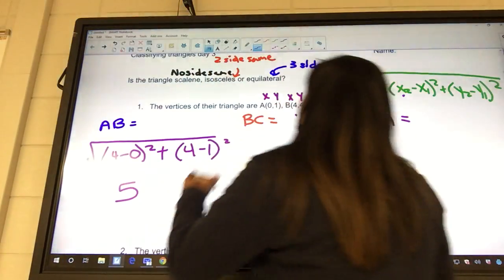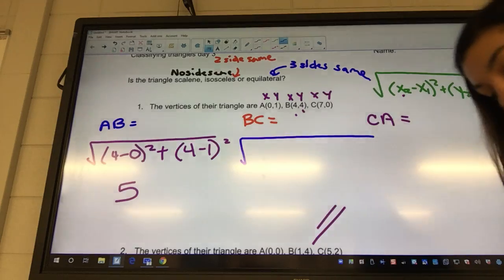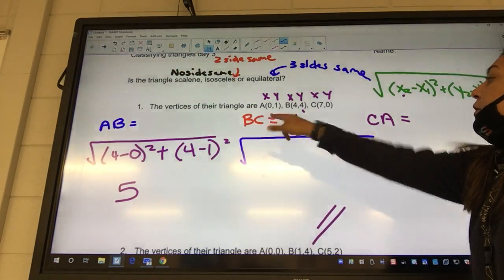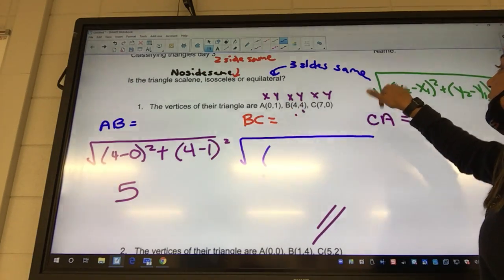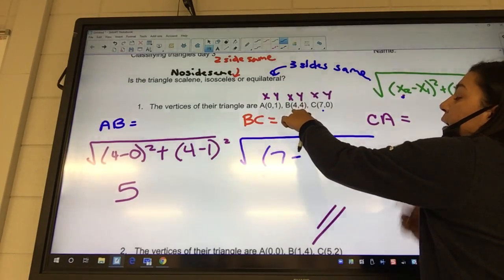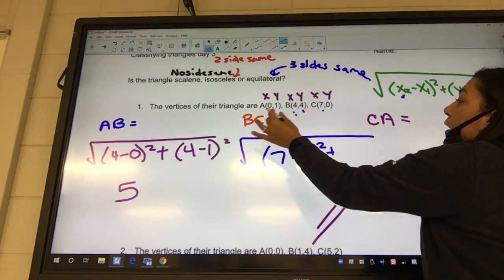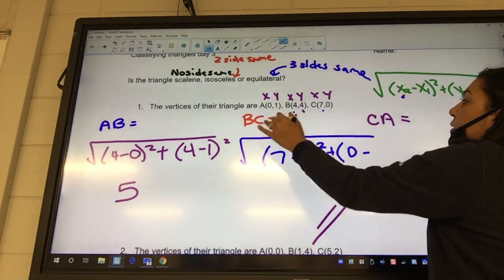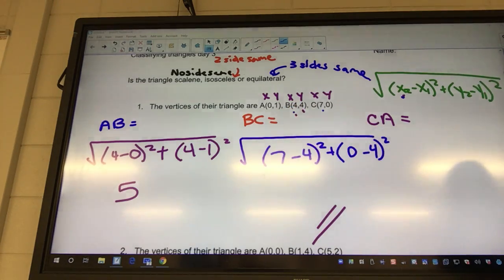Okay, so BC, we're going to do the same thing. So you're going to say square root. Okay, square root. And we start with the C first. So we say C for x2. C is going to be the x, so 7 minus the bx. So that's going to be 4 squared plus, now we do the y's for C, which is 0 minus 4 squared. I got 5.